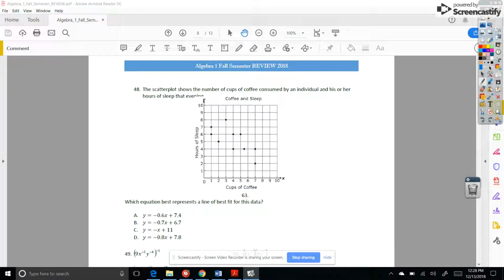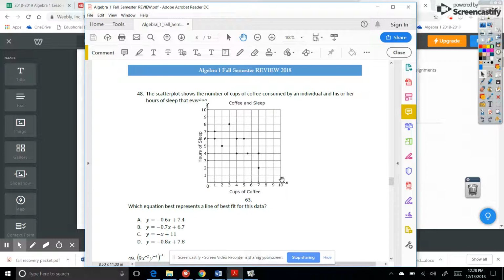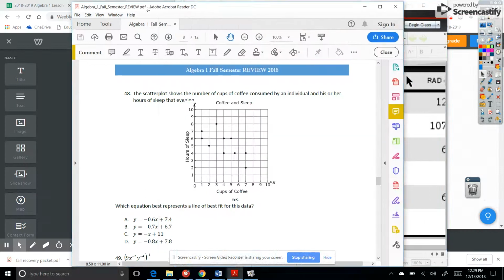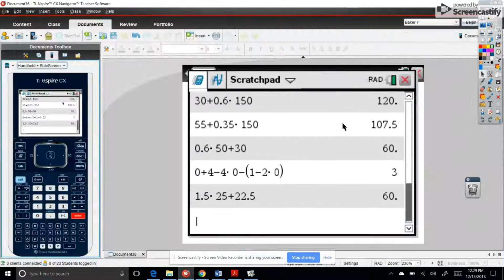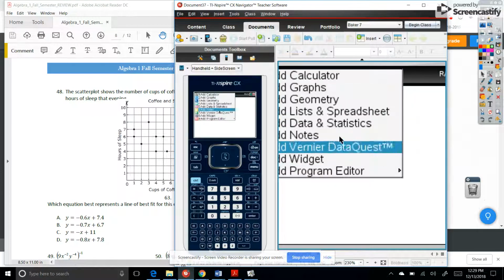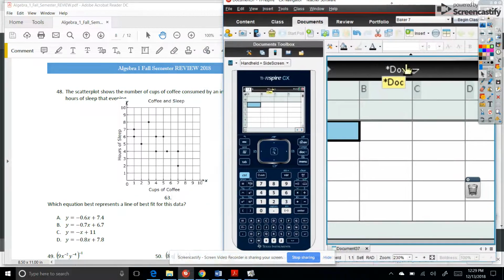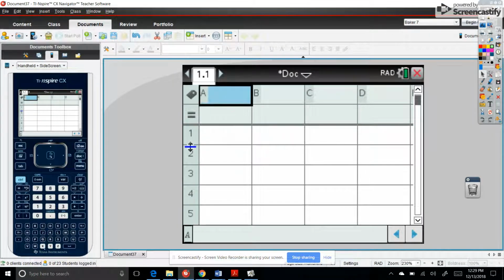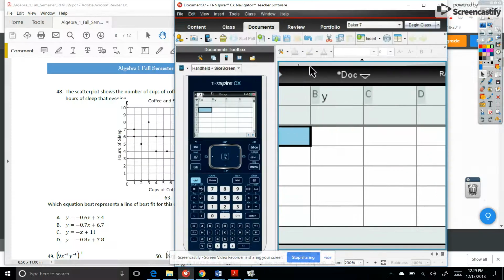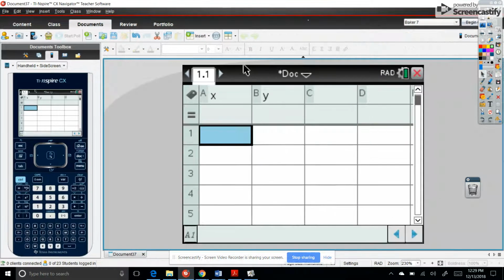The scatter plot shows the number of cups of coffee consumed by an individual. Scatter plot. We need to put this into our calculator and make a scatter plot. So, home screen, new document, don't save, add your lists and spreadsheets. This needs to be X, this needs to be Y. Don't put anything here. And now I'm going to start typing in my data.